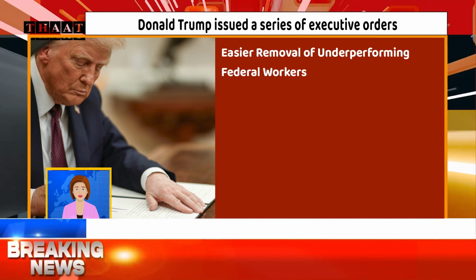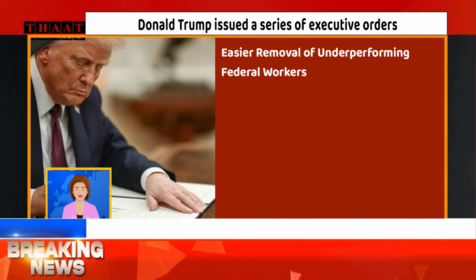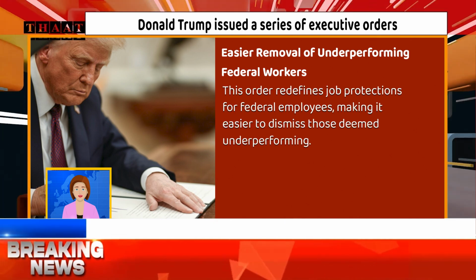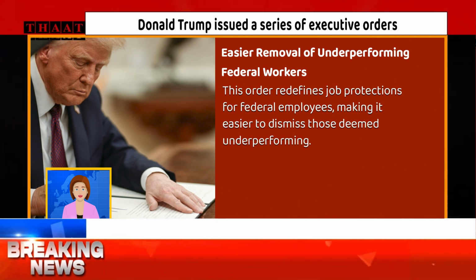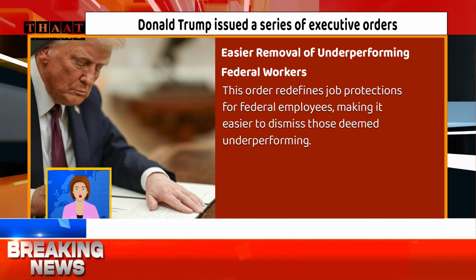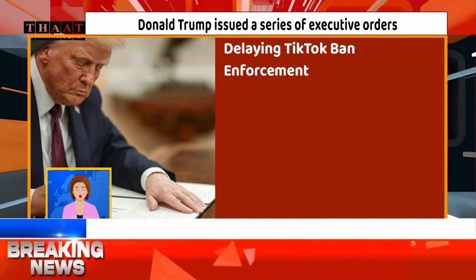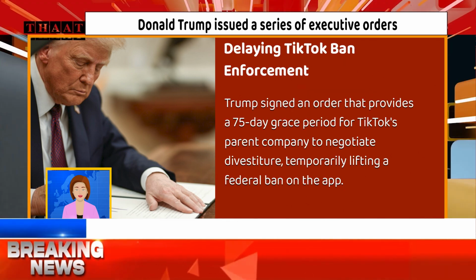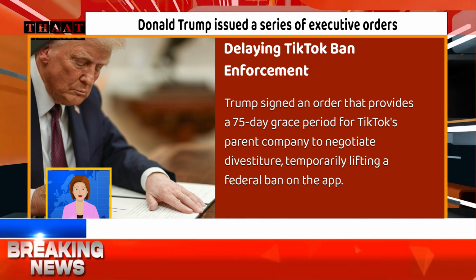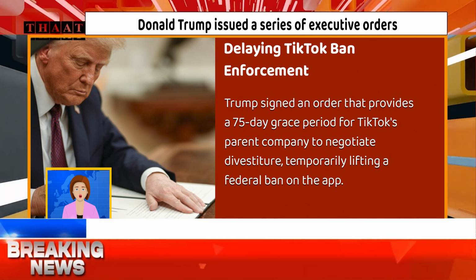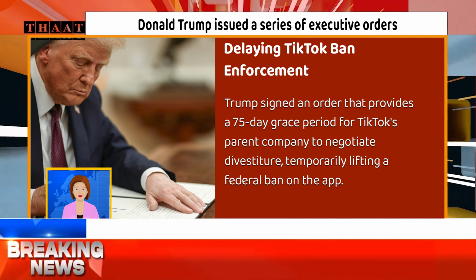8. Easier removal of underperforming federal workers. This order redefines job protections for federal employees, making it easier to dismiss those deemed underperforming. 9. Delaying TikTok ban enforcement. Trump signed an order that provides a 75-day grace period for TikTok's parent company to negotiate divestiture, temporarily lifting a federal ban on the app.